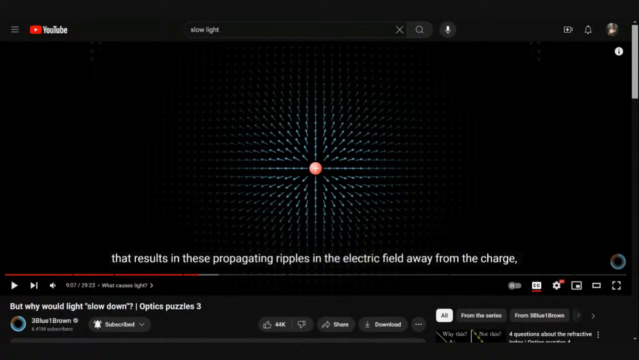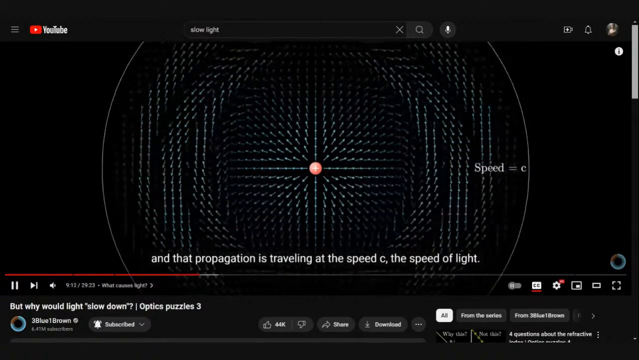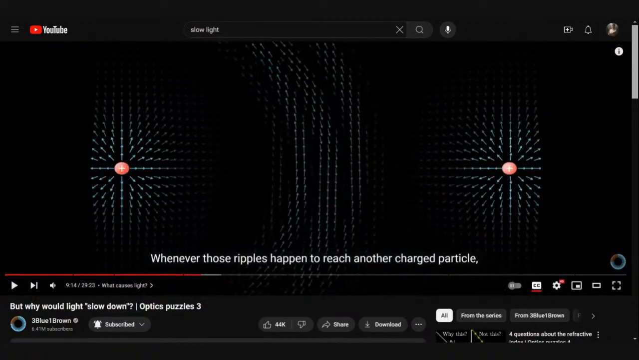Does it interact with the magnetic field? I don't know. Does it? I don't know. From the charge, that propagation is traveling at the speed c, the speed of light. Good. So these are electric waves traveling at the speed of light.